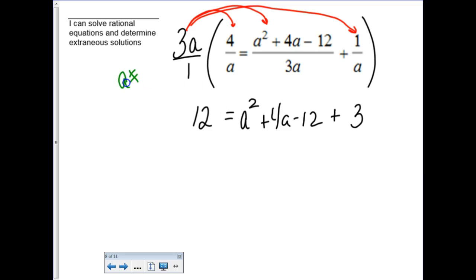Tell me what a cannot be. Yeah, a can't be 0, so just keep that in mind as we get to the end of this question.